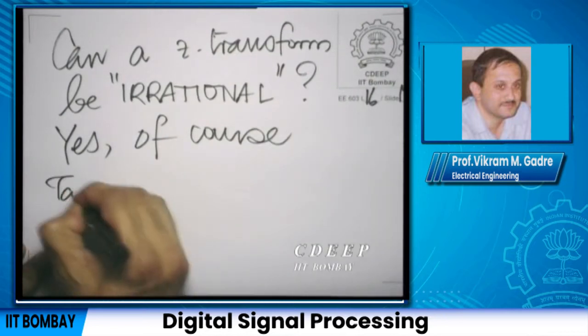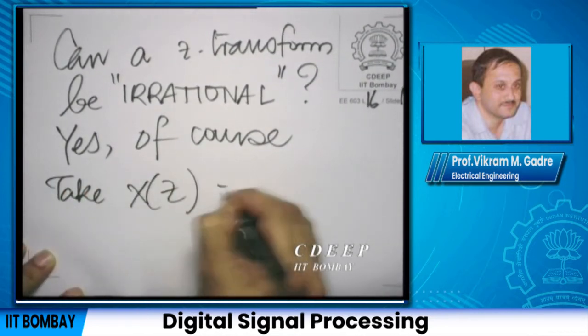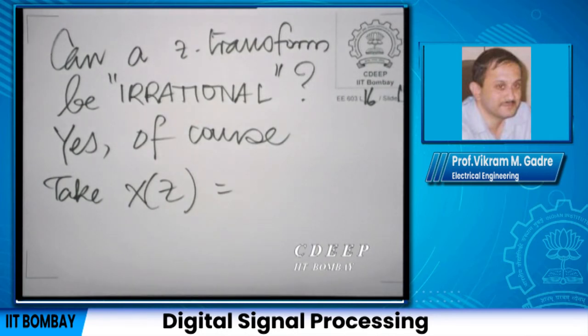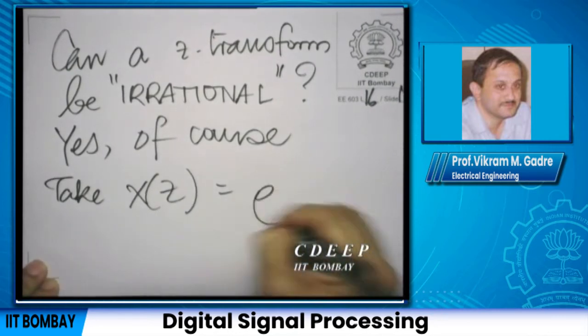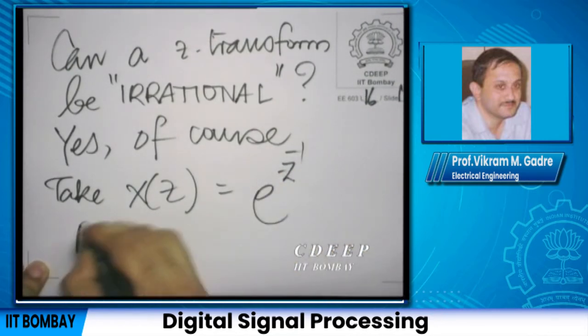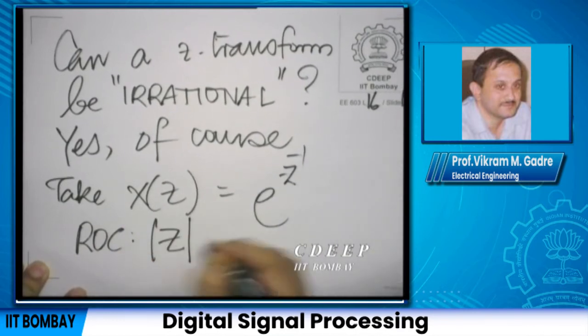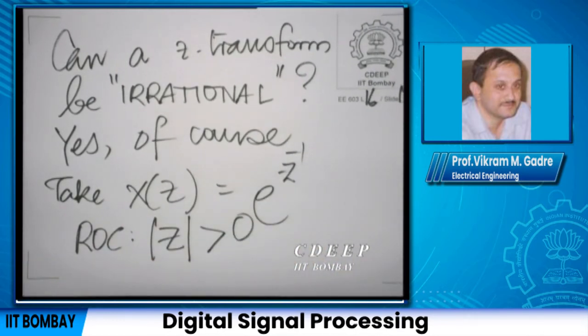Take X(z) is e raised to the power z inverse, with the region of convergence mod z greater than 0. Now, note that here you cannot include the point z equal to 0 in the region of convergence. In fact, this is an example of what is called an essential singularity. You know, in some sense, a singularity of infinite degree, we will see in a minute.